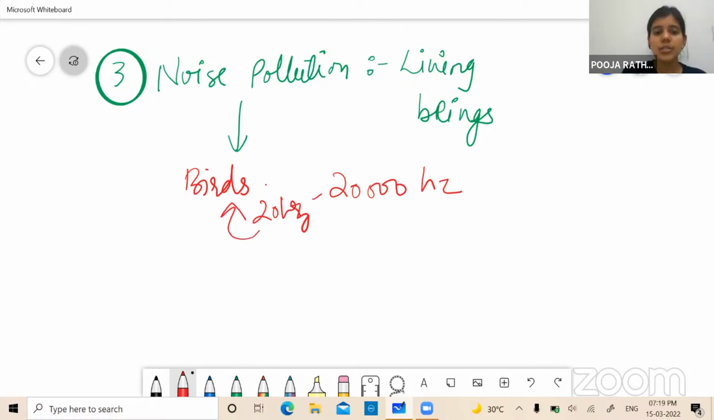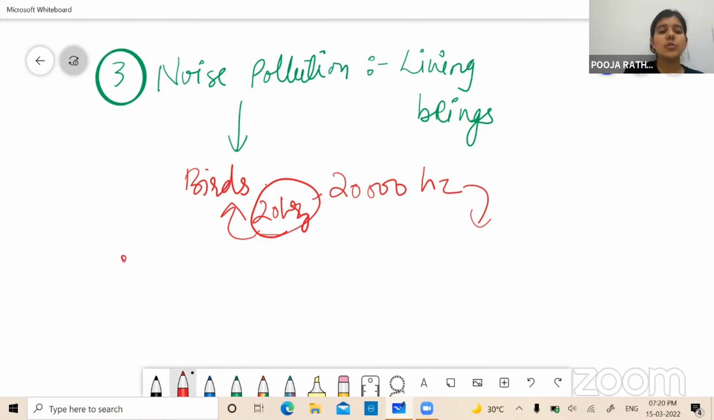Below this range is of birds, and higher than this is of reptiles. When a high frequency appears in the environment, birds can't tolerate that. And that's why you would have seen, whenever you fire crackers in the valley or something like that, the birds can't be found in that particular area for that much time, because they can't tolerate the high frequency. And this creates noise pollution.